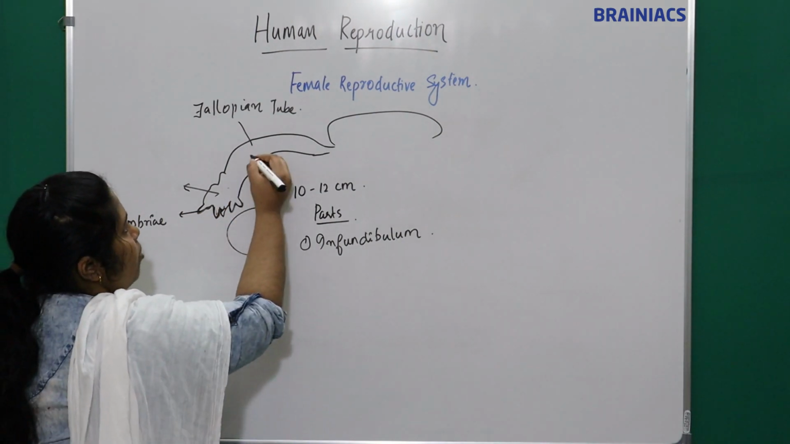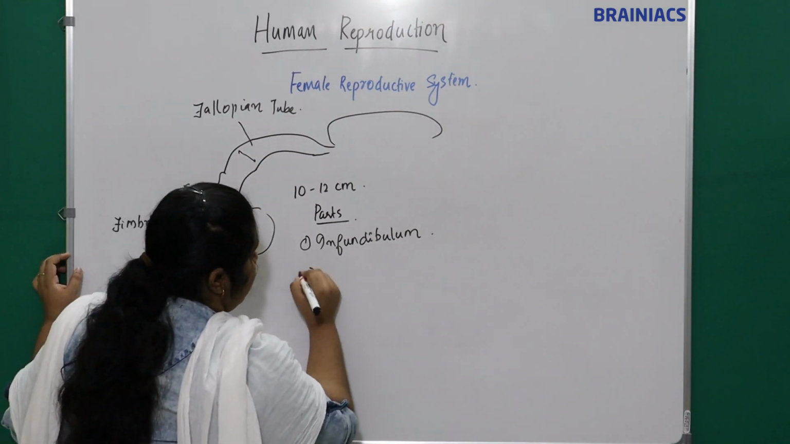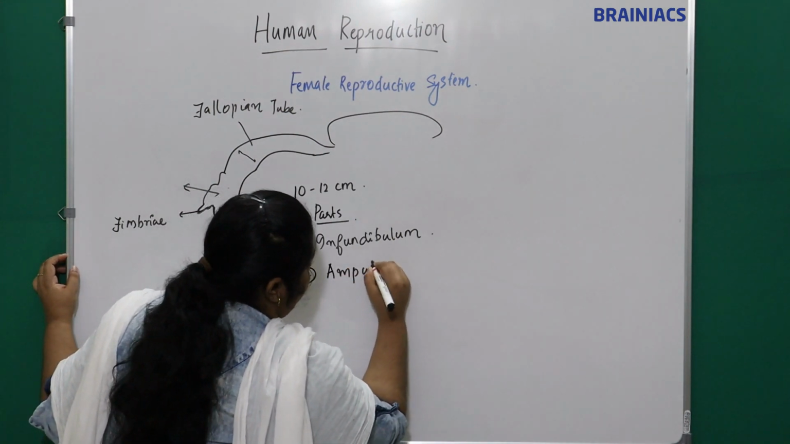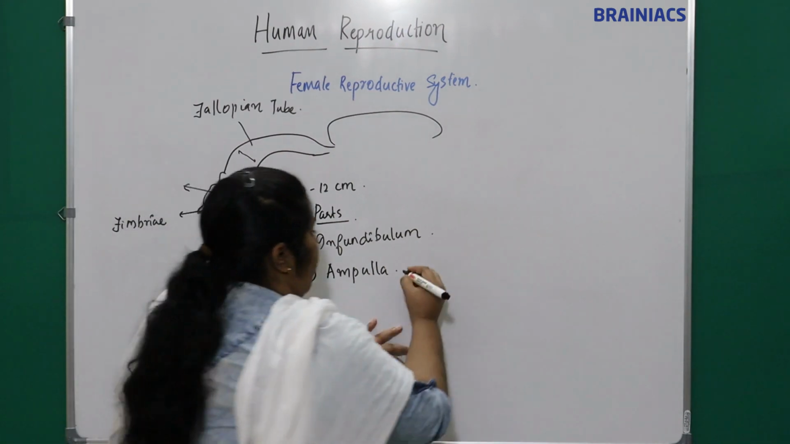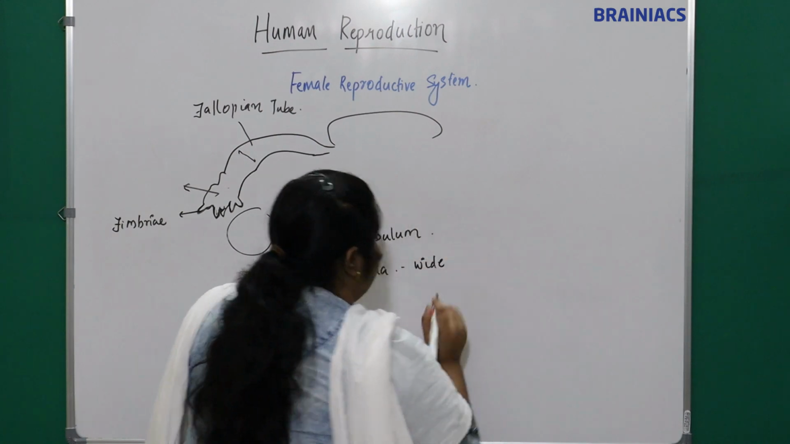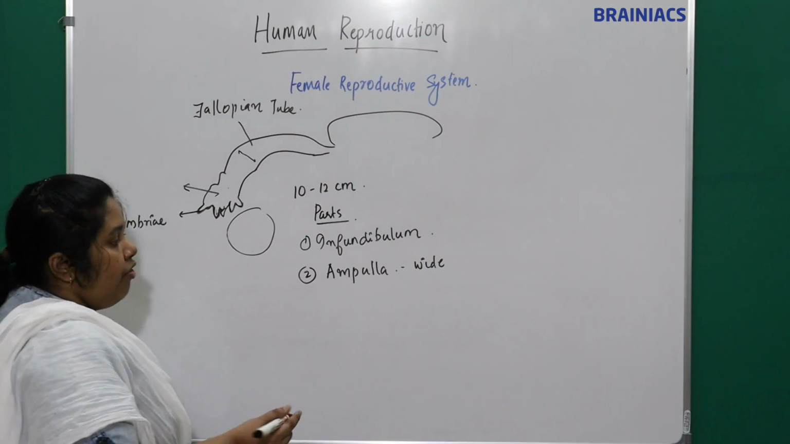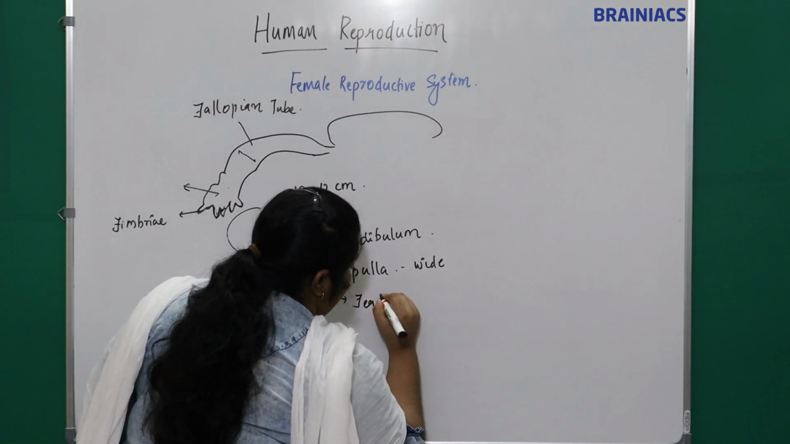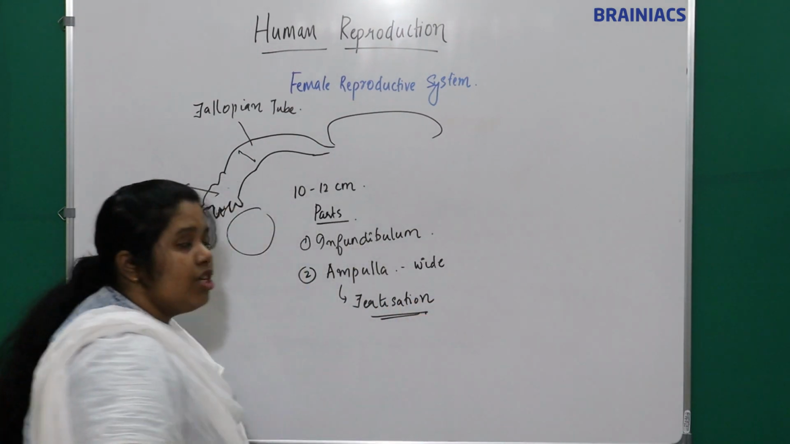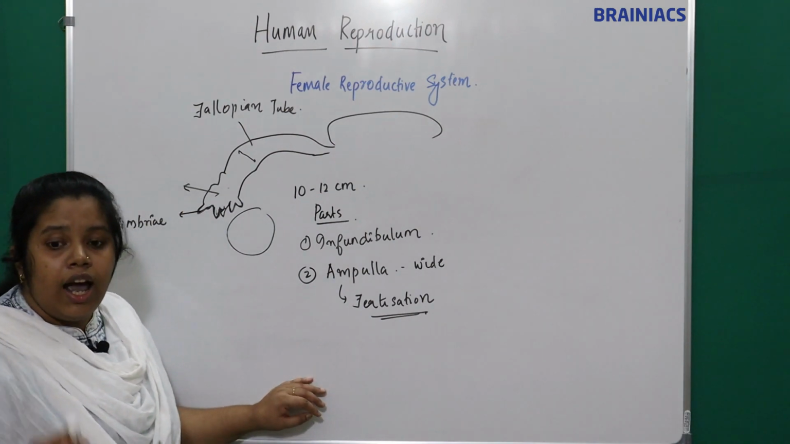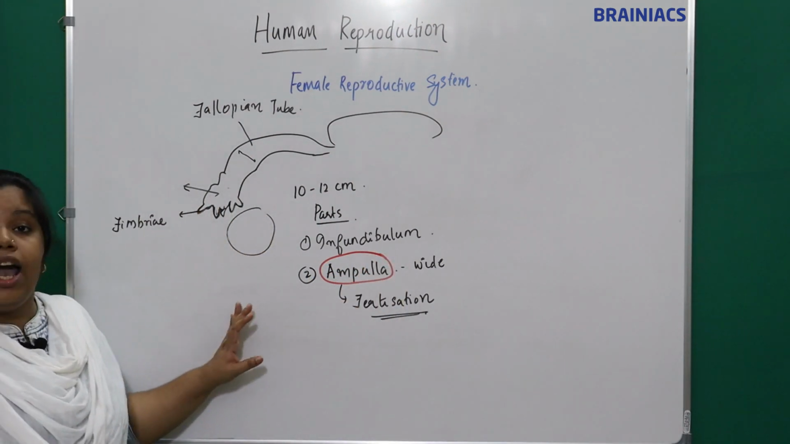Then after the infundibulum, we have a wider part, and that is the second part, called the ampulla. This is a wide part. Why should the ampulla be wide? Because fertilization occurs in the ampulla. That is why this part is wide.